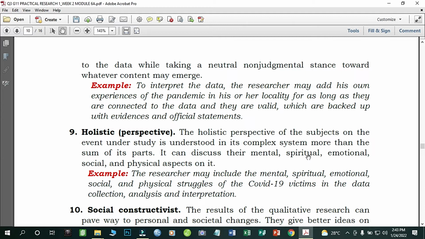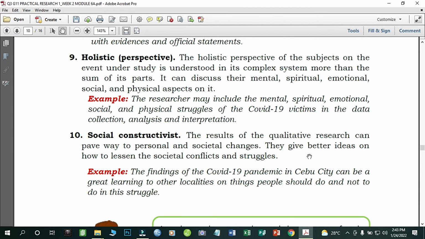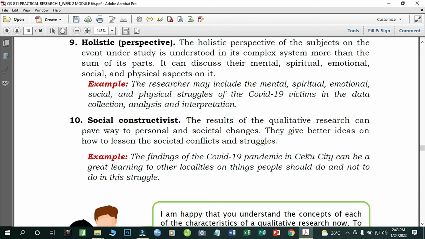Then, number ten, social constructivist. The results of the qualitative research can pave the way to personal and societal changes. They give better ideas on how to lessen societal conflicts and struggles.